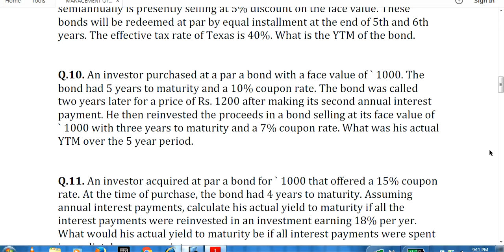What was his actual YTM over the 5-year period? See, there is a difference in the cash flows. So interest will vary according to the cash flows. There are changes in the cash flows.